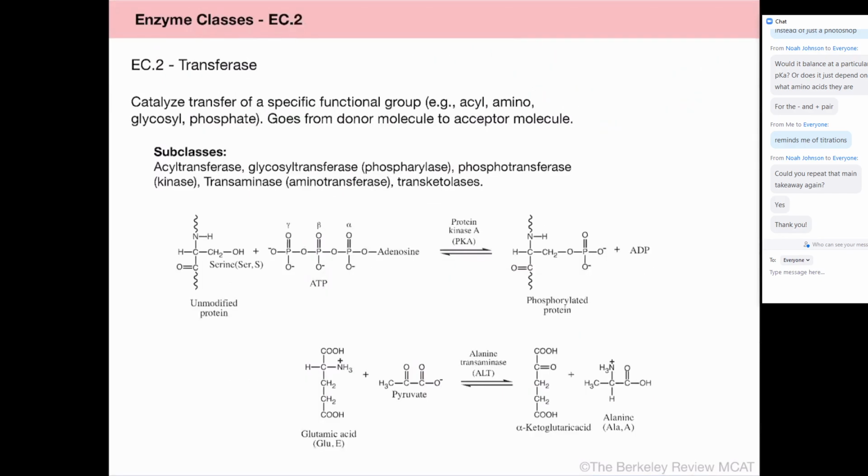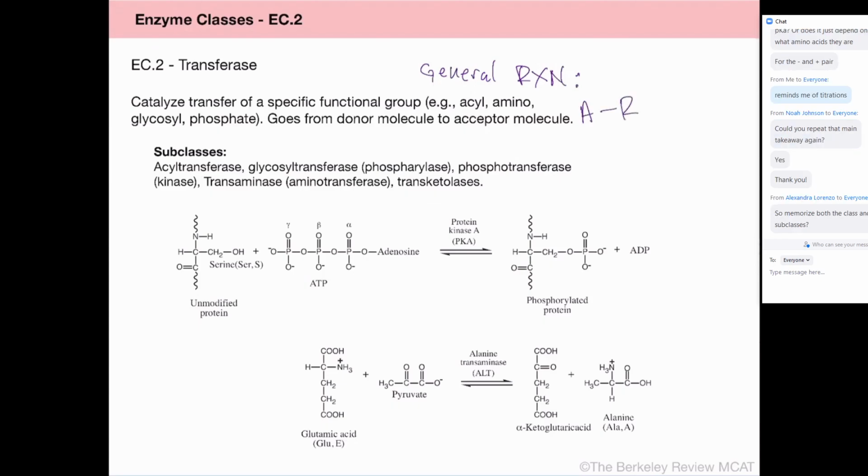Let's get through these pretty quickly just because you can read that handout. Transferase, that's transferring a functional group from one chemical to the next chemical. So the general reaction is, if you have your chemical A and it's got this functional group R, and you add this chemical B, then you're going to get A plus B with R.